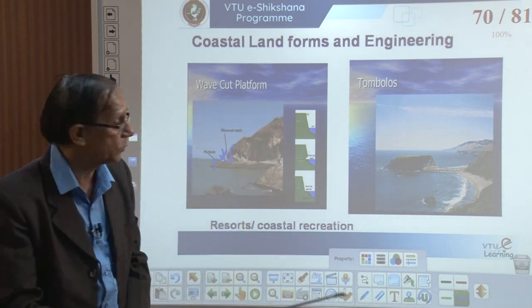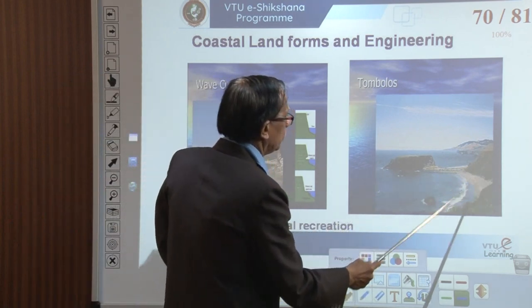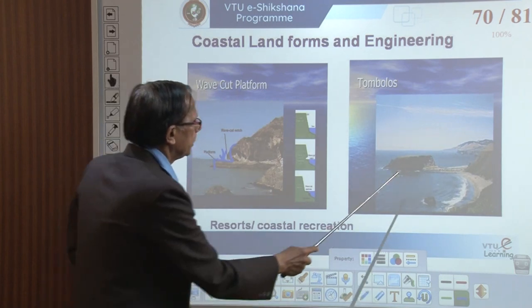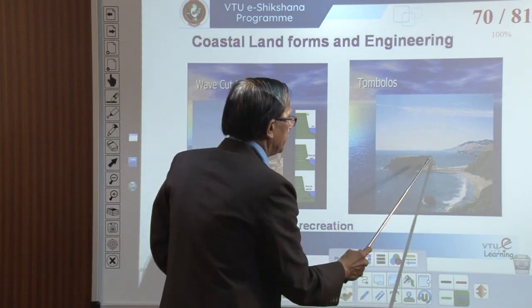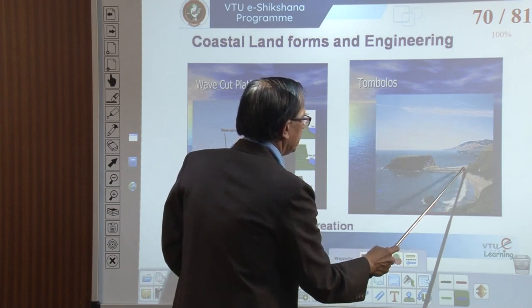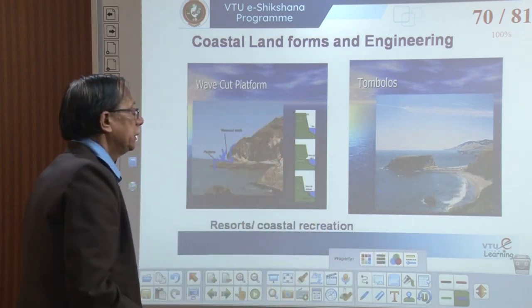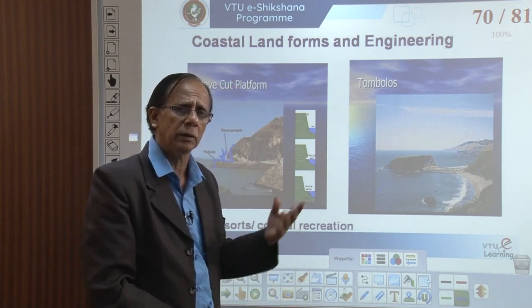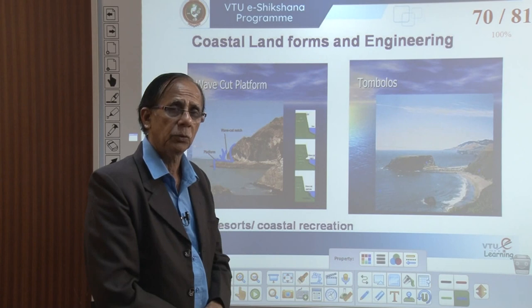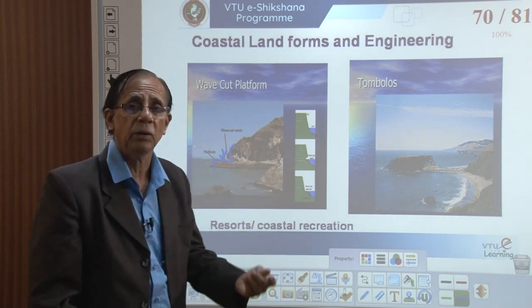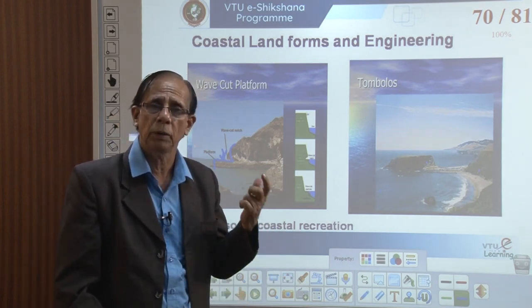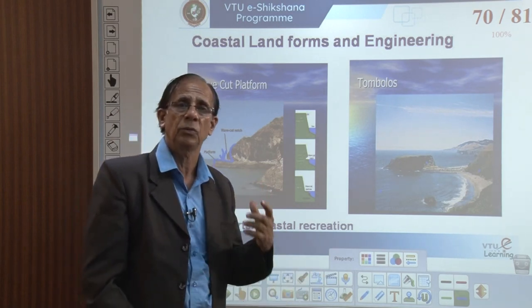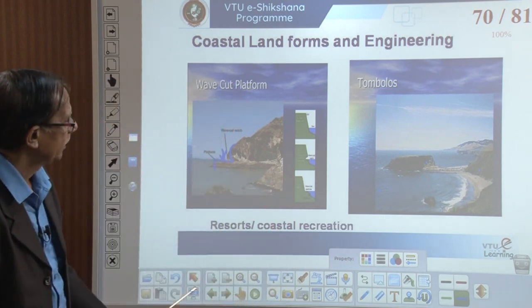Yes, once upon a time it was an island, then got connected to the mainland. This is not Murdeshwar, I will give you the Murdeshwar photo separately. So there is an island, and this island got connected to the mainland, a process we call tombolo. This is another attractive area for recreation, building, resorts, so many things. So, certain attractive landforms are developed by coastal processes, and those landforms become centers of engineering activities.